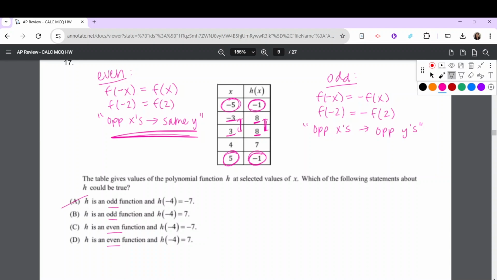We know that for sure. If it's an even function, then we know that plugging in an opposite x value or an opposite input should still give me the same y value. So the thing that we can conclude from here is even if I plug in negative 4, I'm still going to get the same y value, right? Opposite x still gives me the same y. So that is going to be answer choice D.